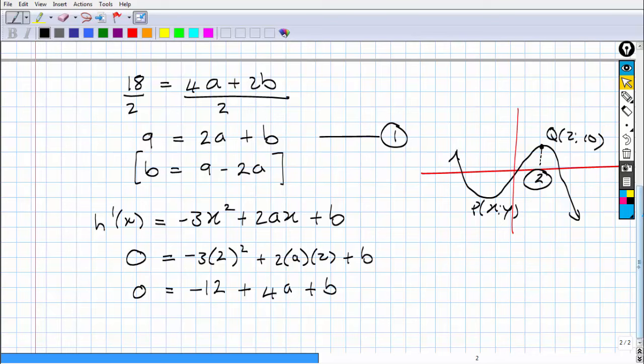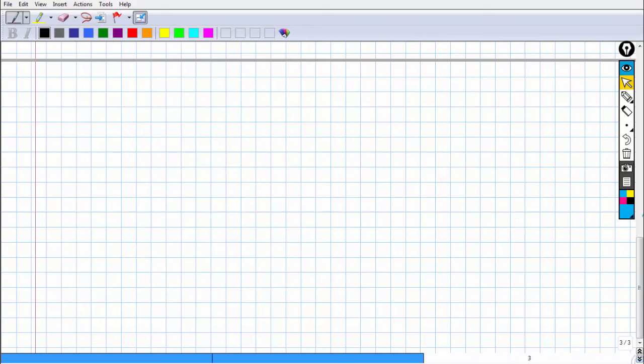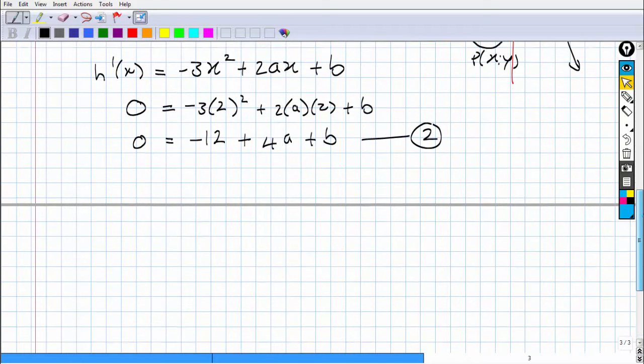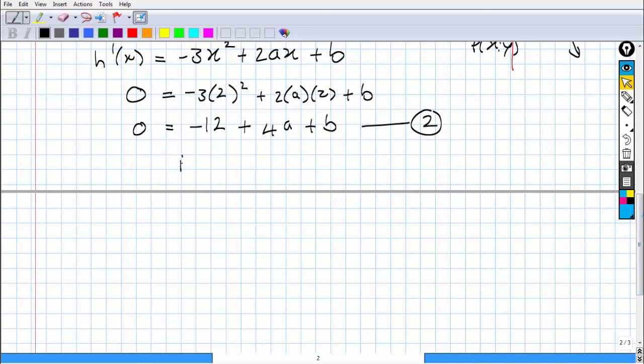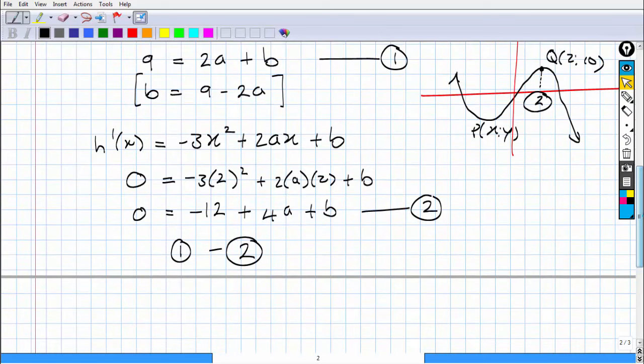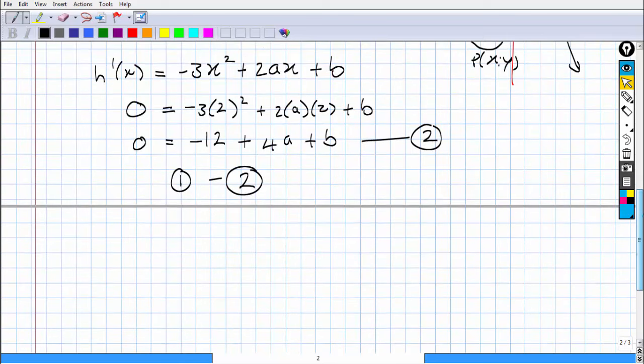Right. Now there's a couple of ways you can do this. Call this our second equation. You can solve this by subtracting 1 from 2. You can take 1 minus 2, and the reason we can subtract them is because there's a single b. The b's are the same in both. If the first had 2b and the second was 3b, we can't do it because they won't disappear, because the values have to be the same.